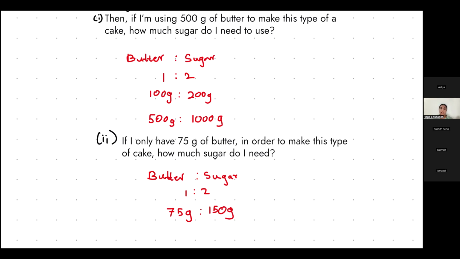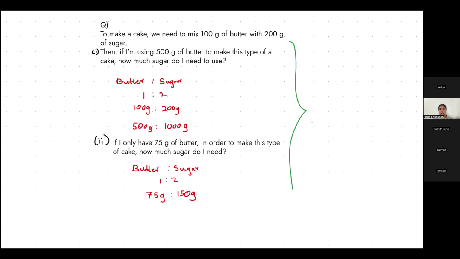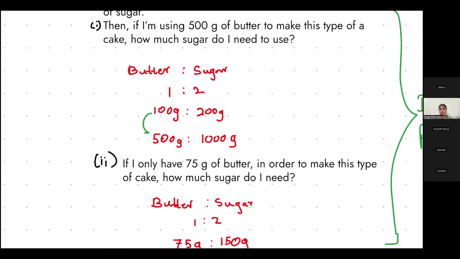Okay. Now, this is not inverse proportions. These are actually direct proportions. So these we call direct proportions. Direct proportions means if one quantity increases by a certain ratio, the other quantity also increases by that same ratio.